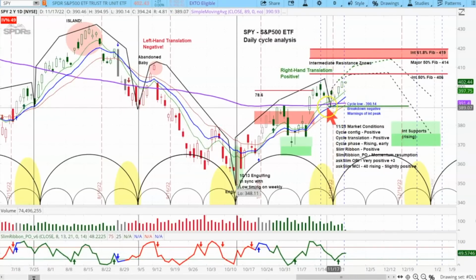Notice the port right in the middle of the slim ribbon on the 13 EMA. You can get the slim ribbon for free to put on TOS, Thinkorswim, if you would like, or you'll see it on our static charts also for other membership levels.